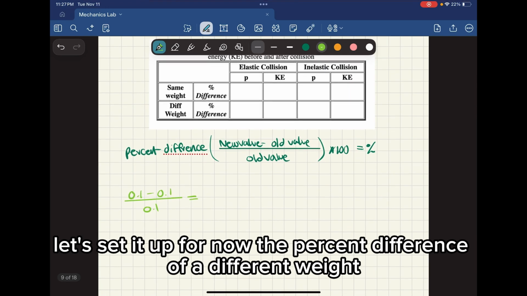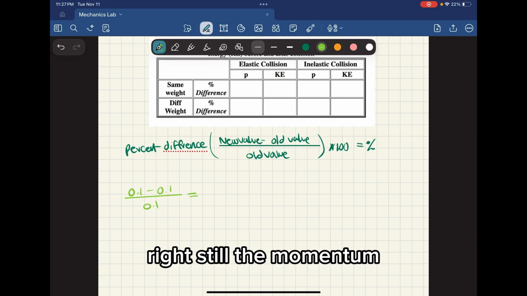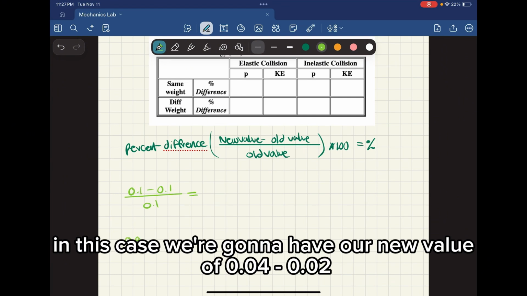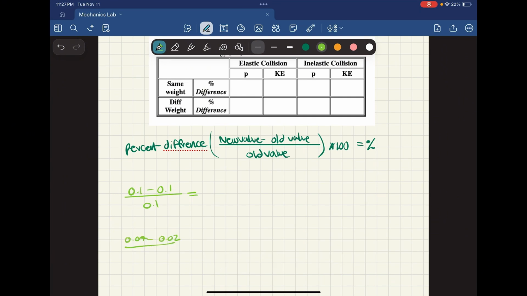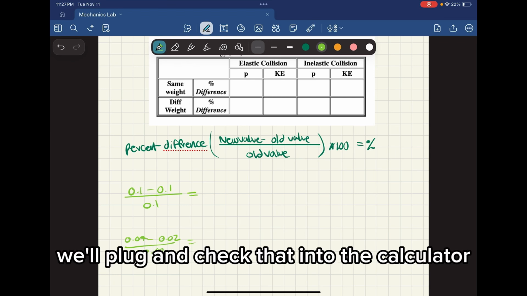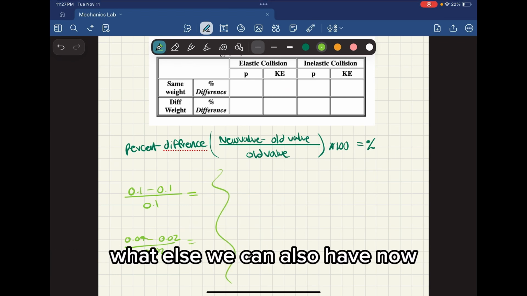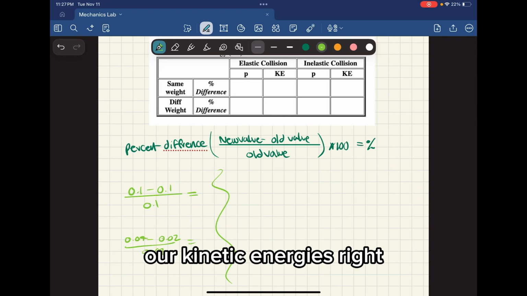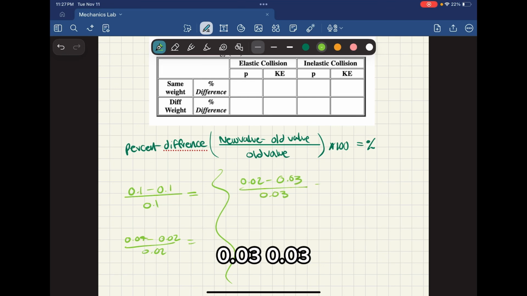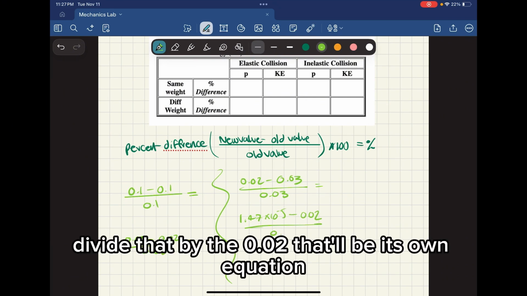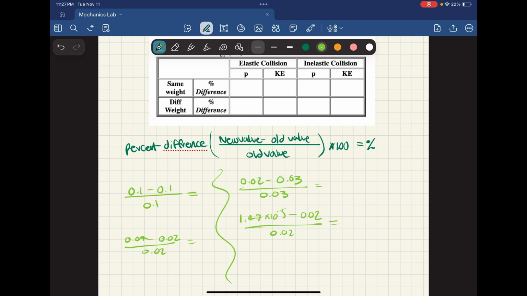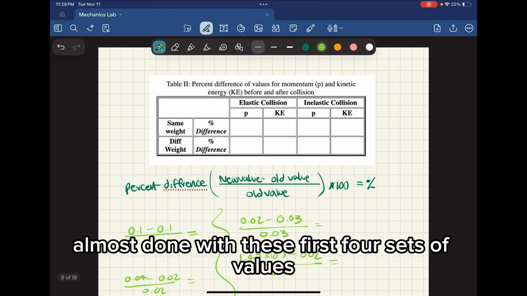Let's set it up now for the percent difference of a different weight, still the momentum. In this case, we're going to have our new value of 0.04 minus 0.02, divided by the original value of 0.02. We'll plug that into the calculator. What else? We can also do our kinetic energies. So our new value, 0.02 minus 0.03, 0.03. And then finally for the different weight, it would be 1.47 times 10 to the negative 5, and then subtract that out from the 0.2, divide that by the 0.02. That'll be its own equation. Okay, perfect. Almost done with these first 4 sets of values.